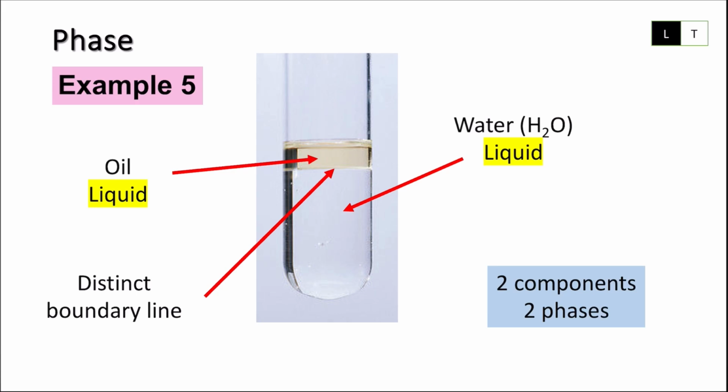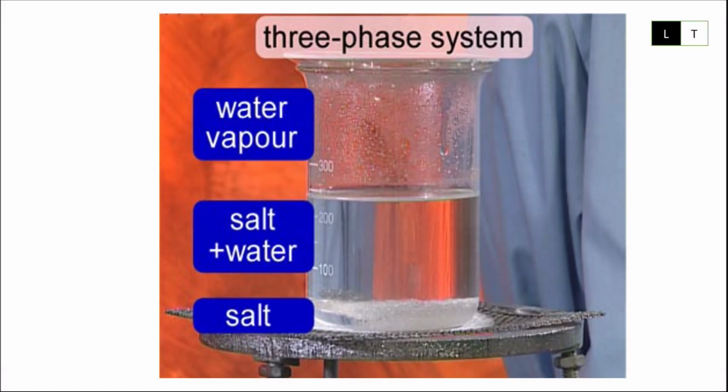There are distinct boundary line between them, so we can see that this is two components and contributes to two phases. So now we have last example, three-phase system where I boil salt in the water. So we have salt, the solid phase here at the bottom of the beaker, and then they mix well together to form salt and water. So this is the liquid phase, and we also got the water vapor release from the process. This is gas. So you can see that is why we call this as three-phase system.